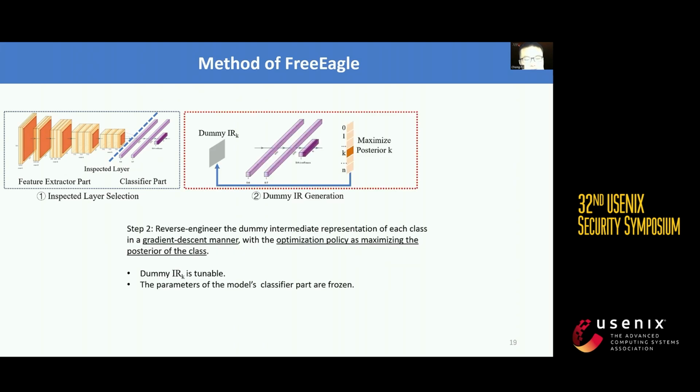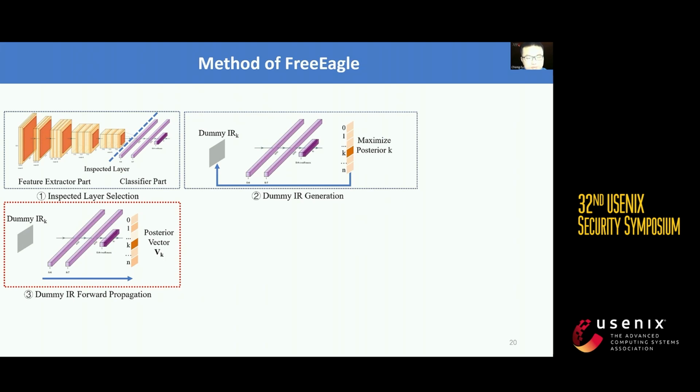Secondly, for each class, we reverse engineer the dummy intermediate representation of this class in a gradient descent manner, with the optimization policy as maximizing the posterior of the corresponding class. Thirdly, for the intermediate representation of each class, we forward propagate it through the last few layers of the model, that is, the classifier part of the model. Then we can obtain a posterior vector for each class.